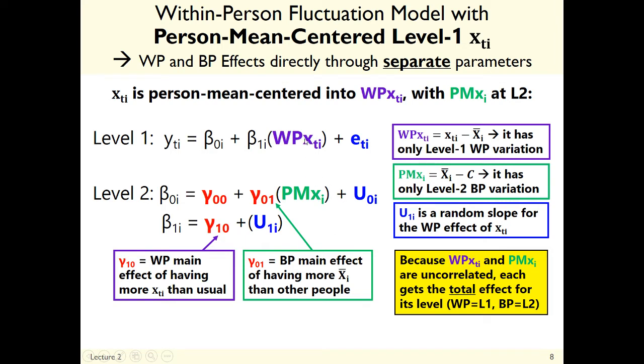And these two new predictors that we've created are orthogonal. They are uncorrelated with each other. Each has only its variance at its own level. And therefore, all it can possibly mean when you put it in a model is the effect at that level. So within-person x has only level 1 variance, therefore it can only have a level 1 effect. Person mean x only has level 2 variance, therefore it can only have a level 2 effect. So it is pretty hard to screw this up in terms of interpretation. Each is clearly delineated in terms of what it's for.